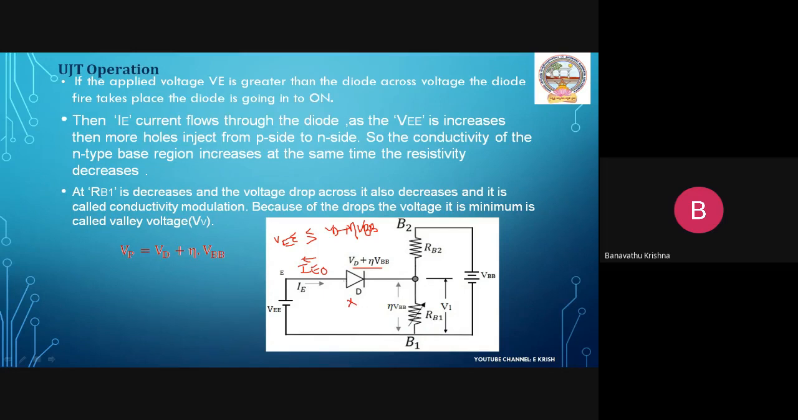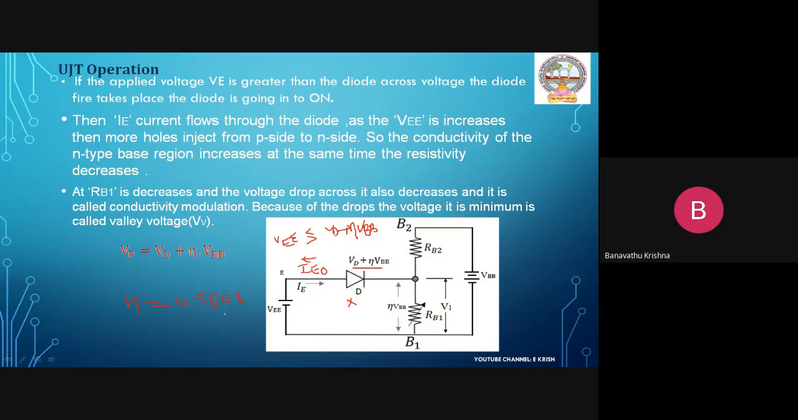But here the majority charge carriers are injected into the N type region. Then the conductivity of the N type region increases, meaning the resistance decreases. So by decreasing this resistance, the voltage drop across this particular variable resistance also decreases. And here the intrinsic standoff ratio is taken as 0.55 to 0.8.